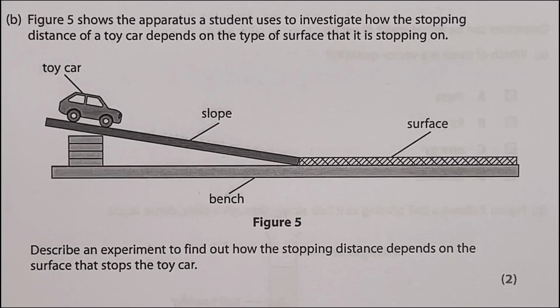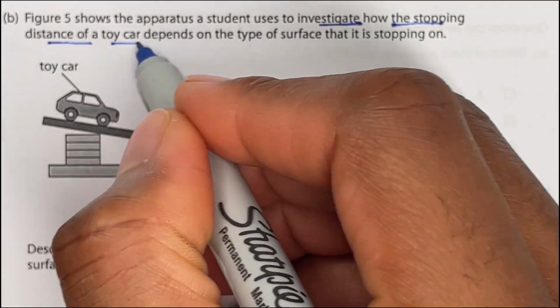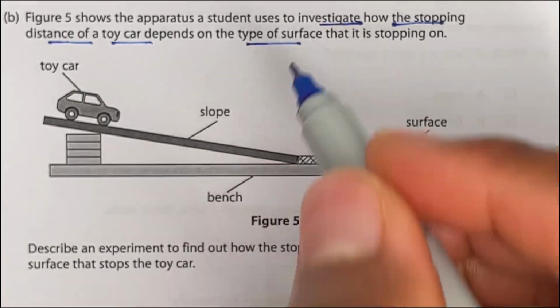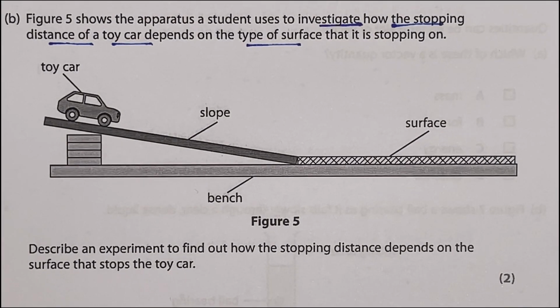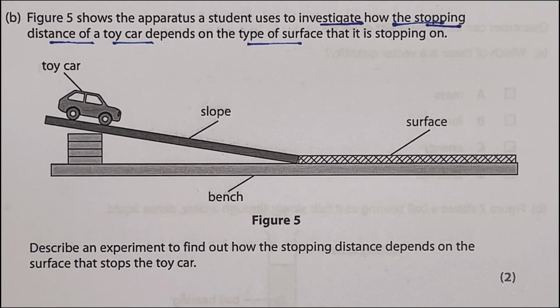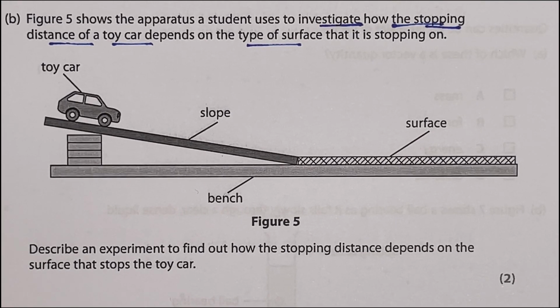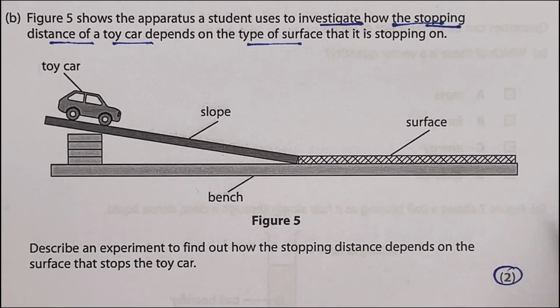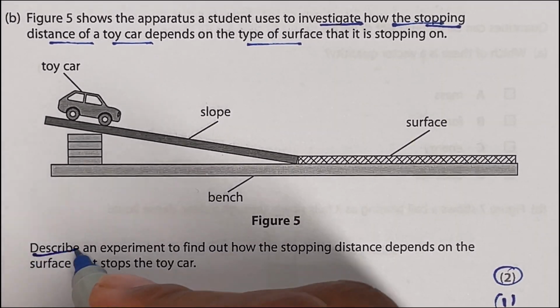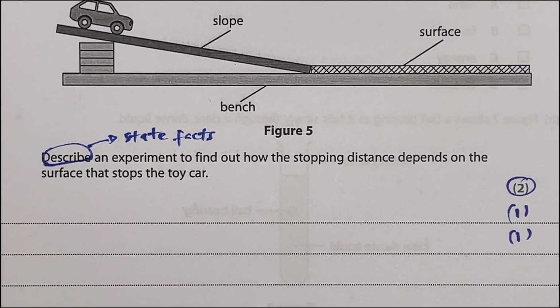Figure 5 shows the apparatus a student uses to investigate how the stopping distance of a toy car depends on the type of surface. So I'm changing the type of surface, and I'm measuring the time it takes to stop. Describe an experiment to find out how the stopping distance depends on the surface that stops the toy car. For 2 marks, I need 2 points, and it says describe, so I need to state facts. Looking at this car, what would I need to do?